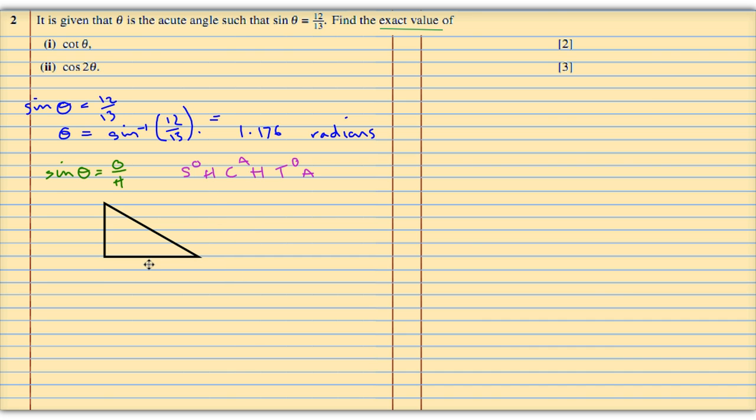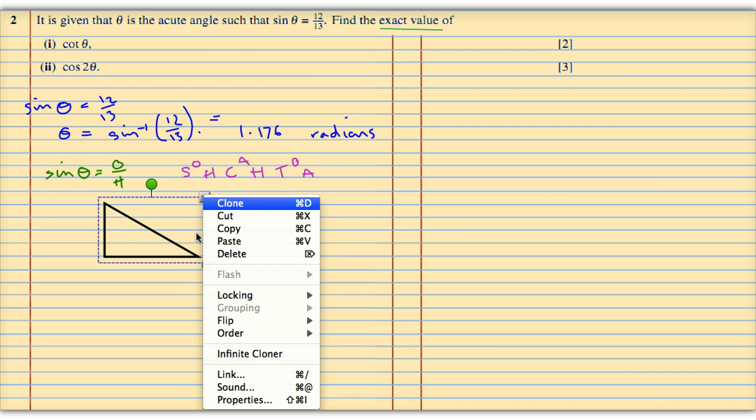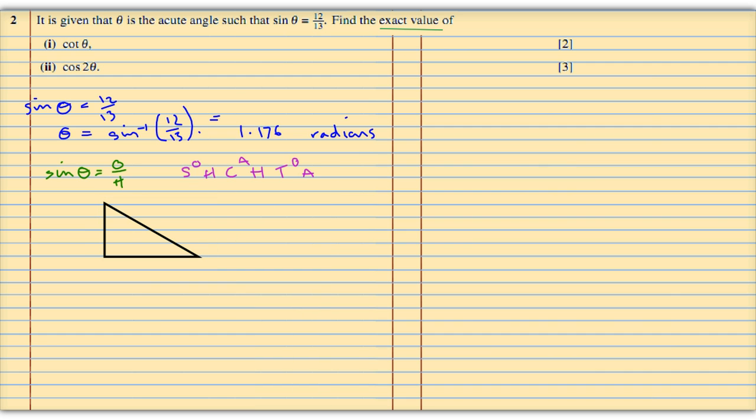Let's say that's our angle theta. Then our opposite side is going to be 12, our hypotenuse is 13. And using the beauty of Pythagoras, we can say that our missing side is going to be of length 5. That's just a Pythagorean trick: 5 squared plus 12 squared equals 13 squared. Fantastic. Now we can go about solving the question.